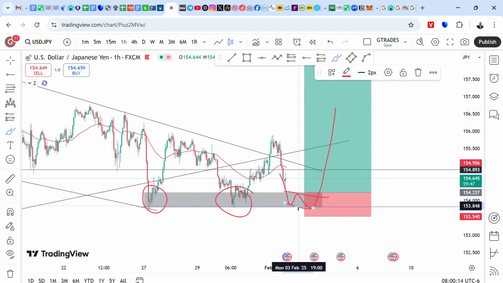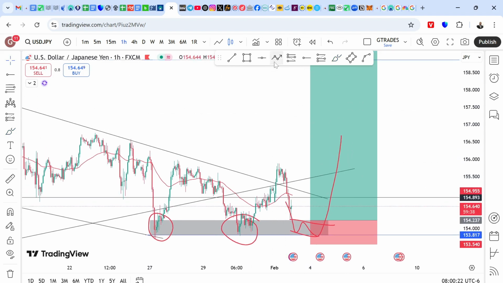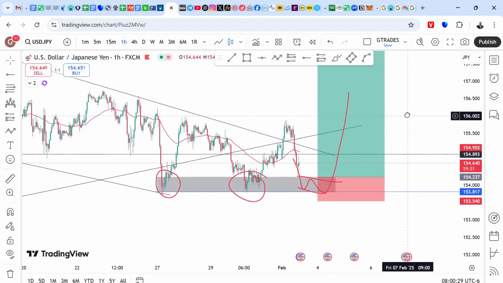What I can do, I can set my pending order, my buy limit, right? I put my buy limit here. Then I'll be waiting for price to come touch my buy limit, then before pushing up. That's the best way to go in this particular trade, right?